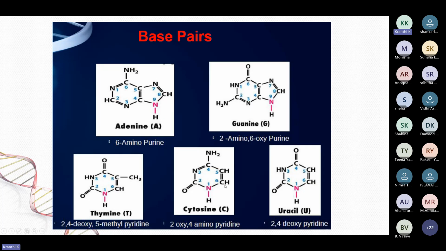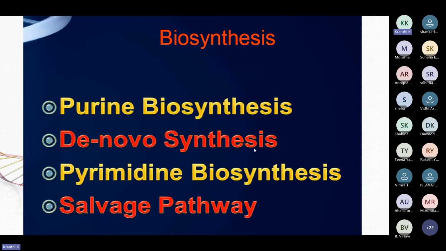Okay. Then what is cytosine? Cytosine means 2-oxy, second place oxy, then 4-amino. In the fourth place there is an amino pyrimidine. Then what is uracil? In the uracil, the second place as well as the fourth place both have oxy pyrimidine. Okay, so these are the molecular names, the molecular structures. So today's session we are talking about the biosynthesis of purine and pyrimidine, both.